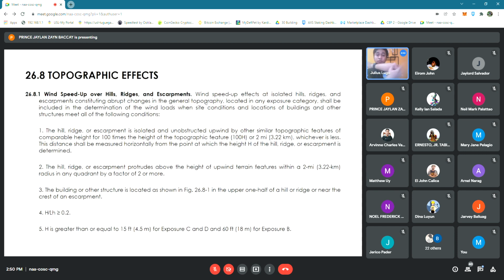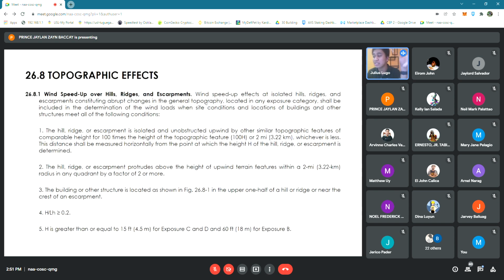Wherein yung dito na hindi na siya ganun kalakas na impact. Okay, so that's the principle behind yung wind speed up na yan. Okay, so in here, it will be, sige, going back. So the first one in here, dapat yung inyong hill, ridge, or escarpment is isolated. Okay, and unobstructed upwind by other similar topographic features of comparable height for 100 times the height of the topographic feature itself. So that's 100 times H, or 3.22 kilometers, whichever is less.